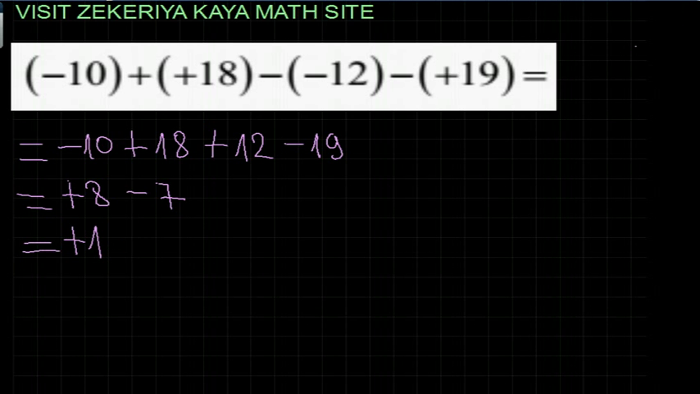Everybody, after this step, minus 10 plus 18 has different signs. So 18 minus 10 makes 8. 18 is plus, so it must be plus 8. She grouped these two also. Plus 12 minus 19, they have different signs. Difference between 19 and 12 is 7. 19 is minus, so it must be minus 7. At the end, it's very easy. 8 minus 7 is 1.